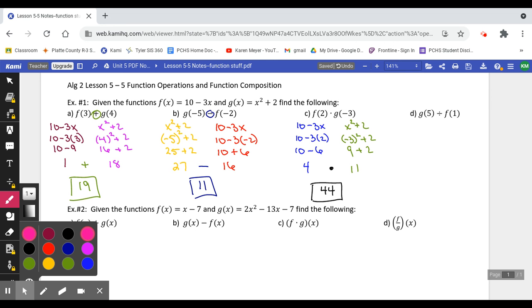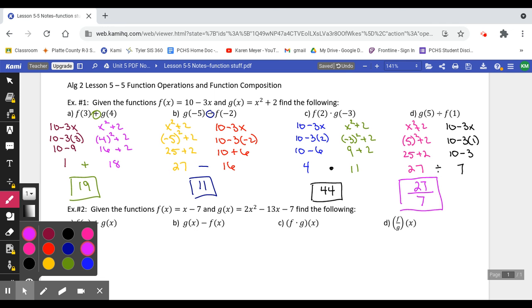And the last one, g of 5. So x squared plus 2, so plug in 5. So it would be 5 squared, which is 25, plus 2, which is 27. f of 1, so 10 minus 3x, plug in 1, so 10 minus 3 times 1, which would be 10 minus 3, which is 7. And then we're going to divide these two. So my final answer would just be 27 over 7, because that does not divide out evenly, and I cannot reduce it.